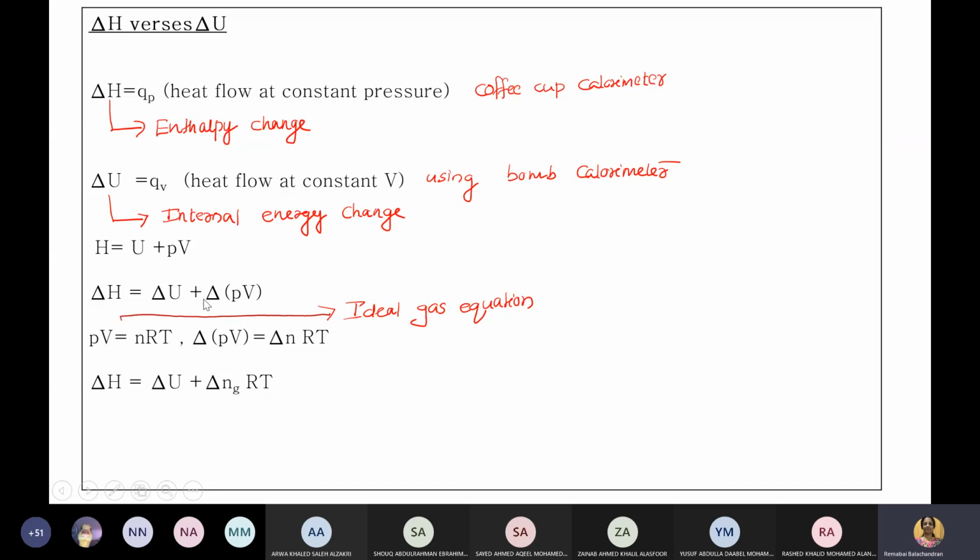Okay, so you can substitute the value of delta PV. So now what do you get? Delta H is equal to delta U plus delta nRT. Did you understand something? You want me to explain again? Yes, please. Okay, I will write it better, then you will understand.